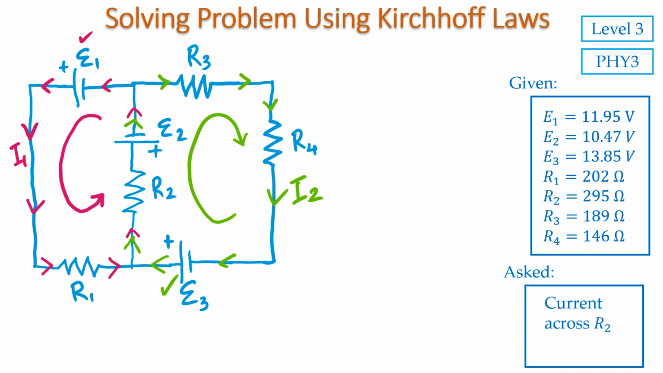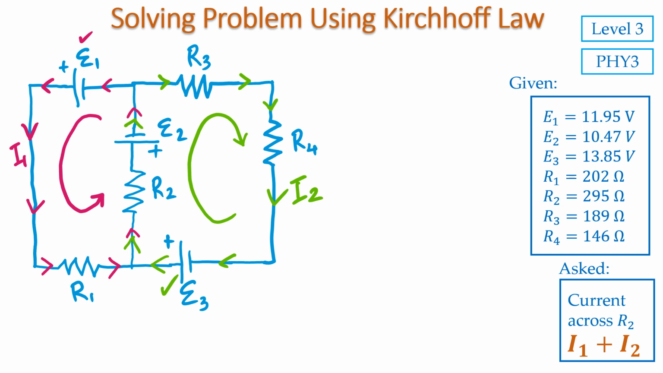You can see that the middle segment of the circuit will have both currents I1 and I2. Kirchhoff's first law, which is the current law, is automatically obeyed. So in the question, we are asked to find I1 plus I2. To find the current, we have to apply Kirchhoff's second law, which is the voltage law.